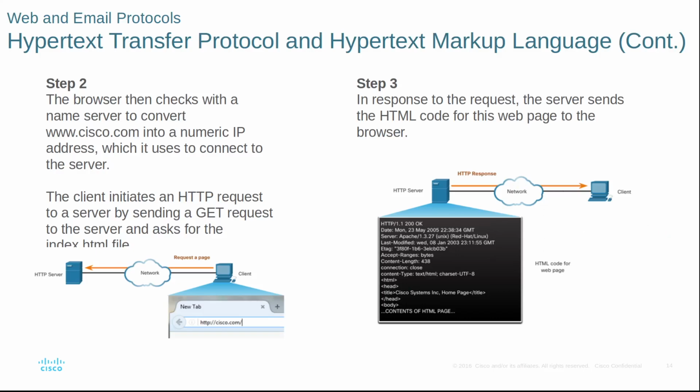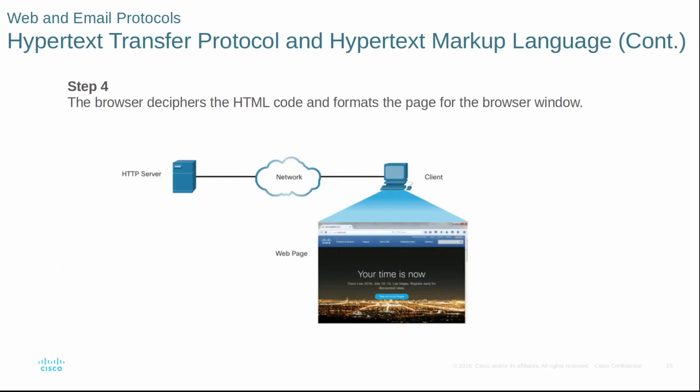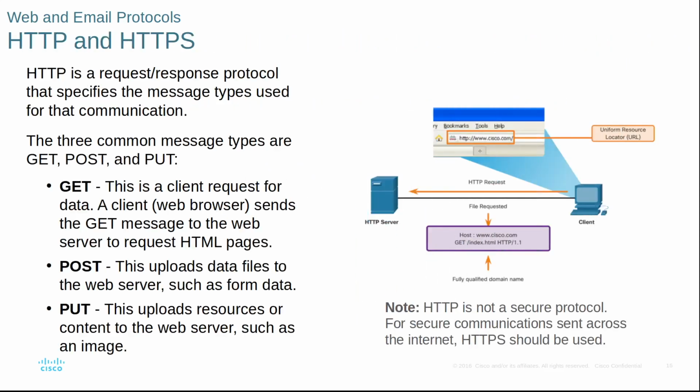The code is sent to the client. It's rendered by your browser, and you see what you see in the browser. Isn't that pretty awesome? So that's how browsing the internet really works. So HTTP itself, Hypertext Transfer Protocol, is a request-response protocol. And it uses three specific messages for communication: get, post, and put.